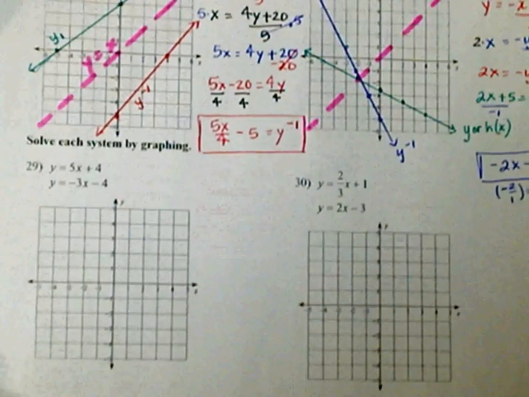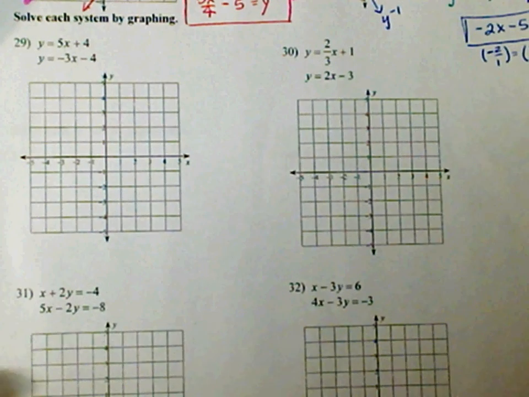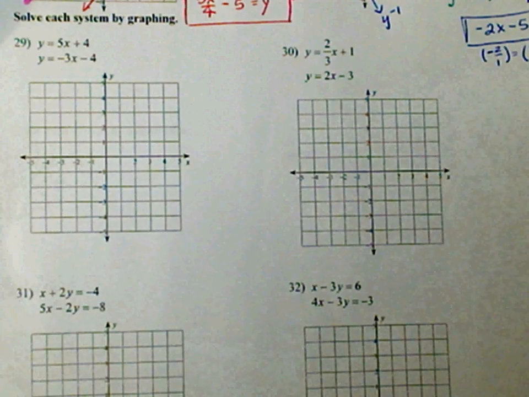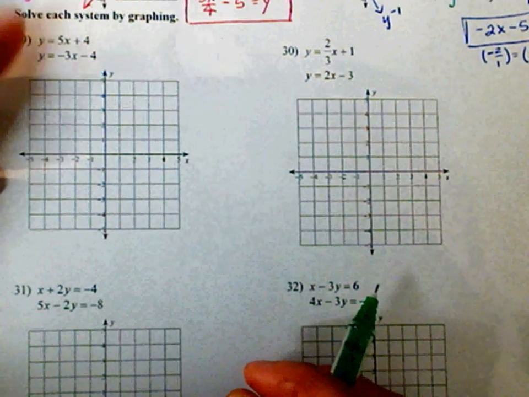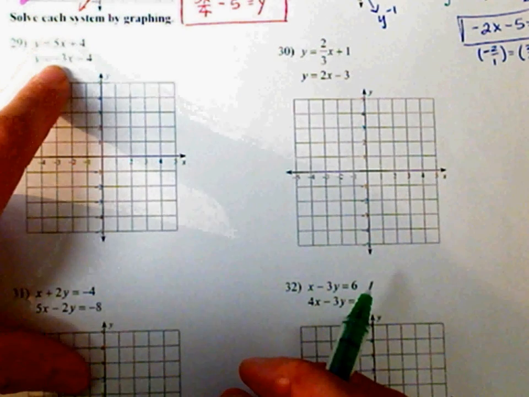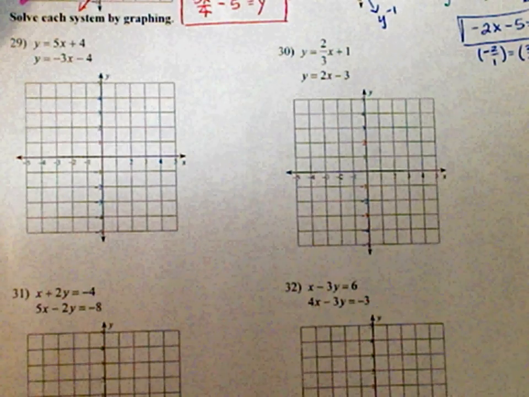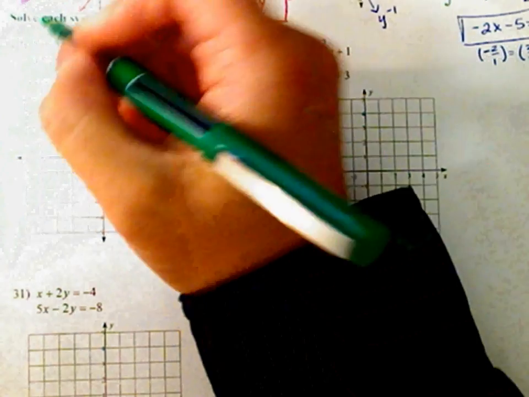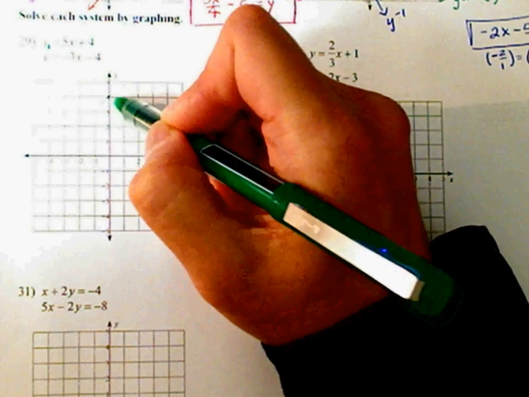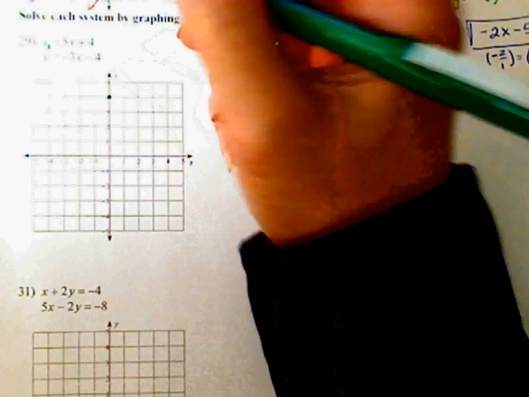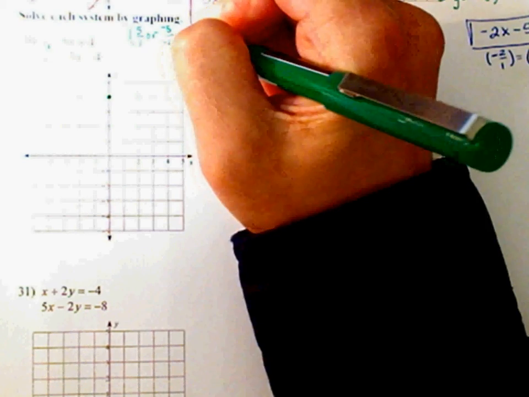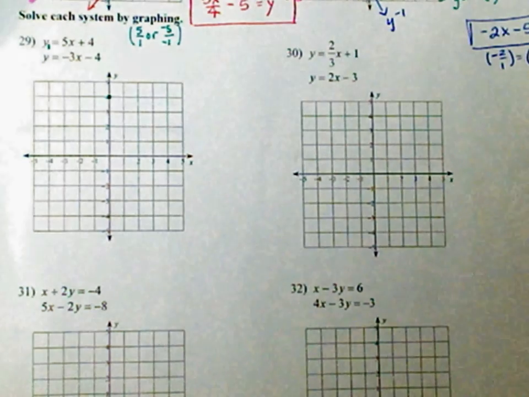Number 29. Now we are going to solve systems by graphing. That means you have two lines and you're looking for their intersection. So let's take a look. First one, it's already in slope-intercept form, so that makes it real easy to graph. Look at your slopes. Slopes are different. That tells you it's not going to be parallel. So I'm going to call this one y1, just so you can see. The y-intercept is positive 4. Your slope is 5 over 1, or it could be negative 5 over negative 1.